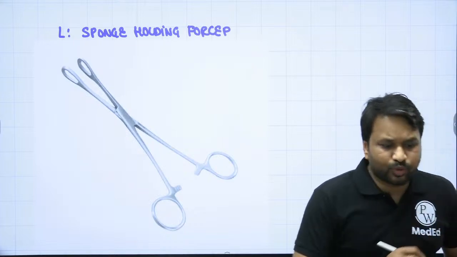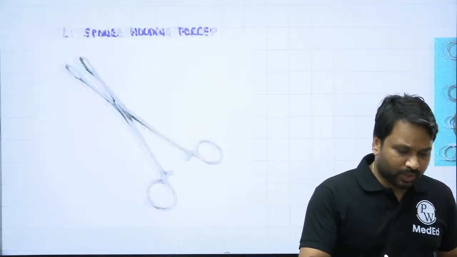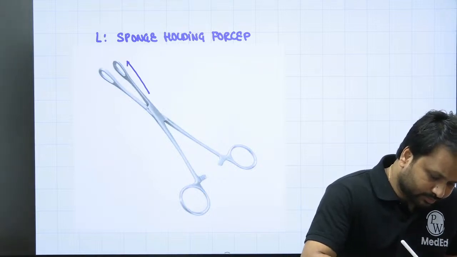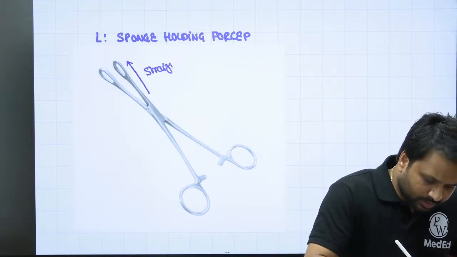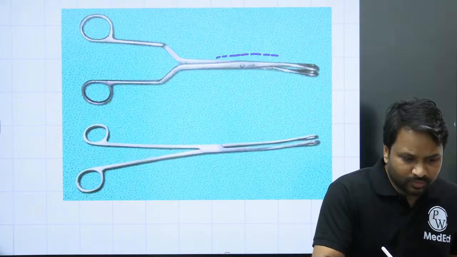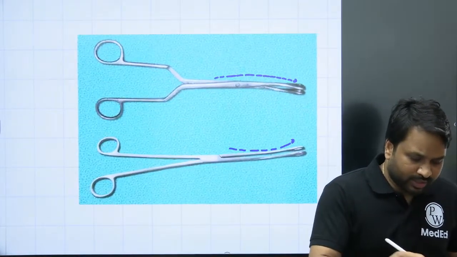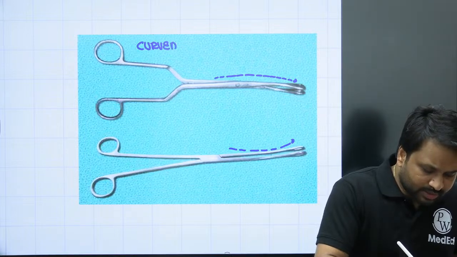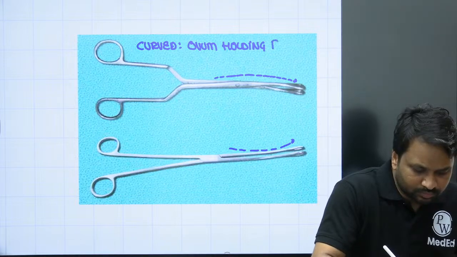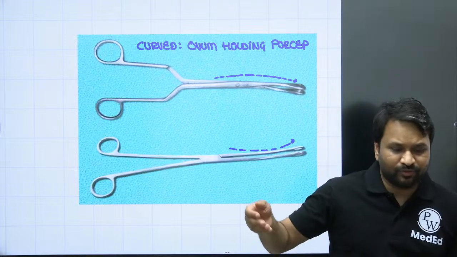Now usually the confusion is always between the ovum and the sponge holding forceps, right? If it is straight, it is going to be a sponge holding forceps. On the other hand, if you have a curved one, you can see it is also curving up. If it is having a curved tip, this is what we call the ovum holding forceps. Straight one is a sponge holding forceps. If it is flipping, it is an ovum holding.